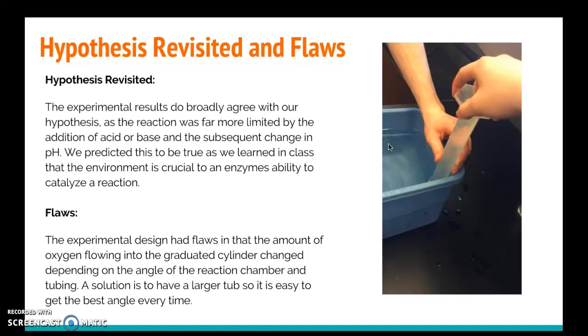The experimental design had flaws in that the amount of oxygen flowing into the graduated cylinder changed depending on the angle of the reaction chamber and tubing. The solution is to have larger tubs, so it's easier to get the best angle every time.